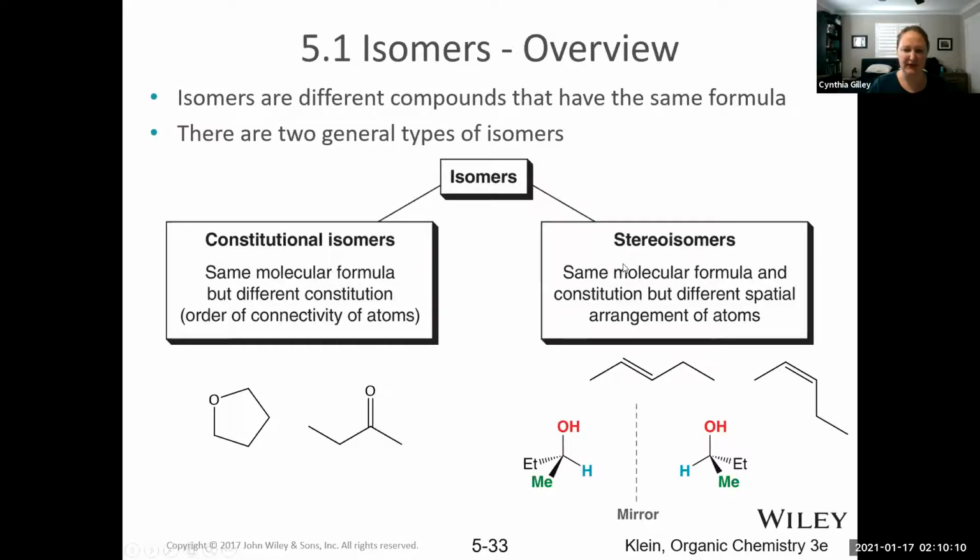Stereoisomers actually have the same molecular formula, and the atoms are attached in the same general arrangement. So all the atoms are attached to the same atoms. The difference is in the spatial arrangement of the atoms. So the 3D structure is different with stereoisomers.